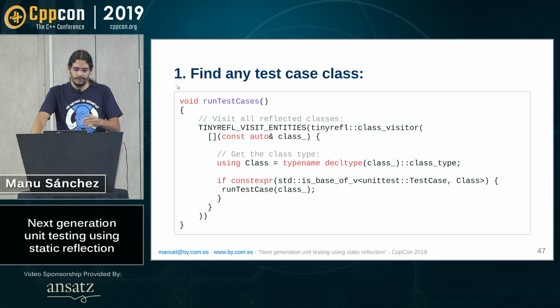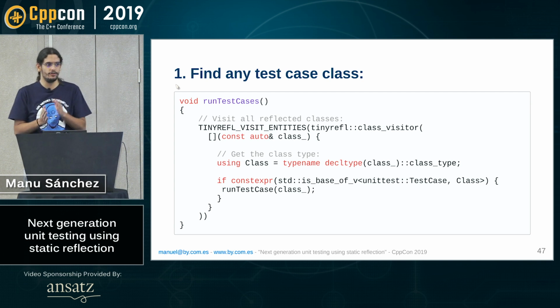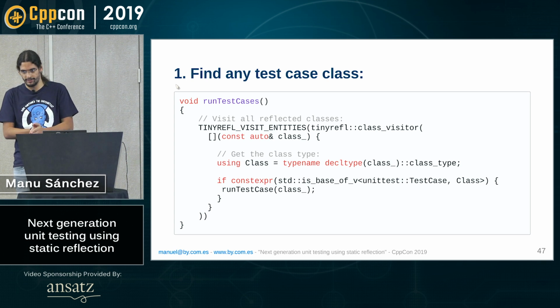As you can see, all this branching and filtering and everything, it's fully constexpr. Okay? There are no runtime decisions at all for test discovery. Everything is done at compile time.